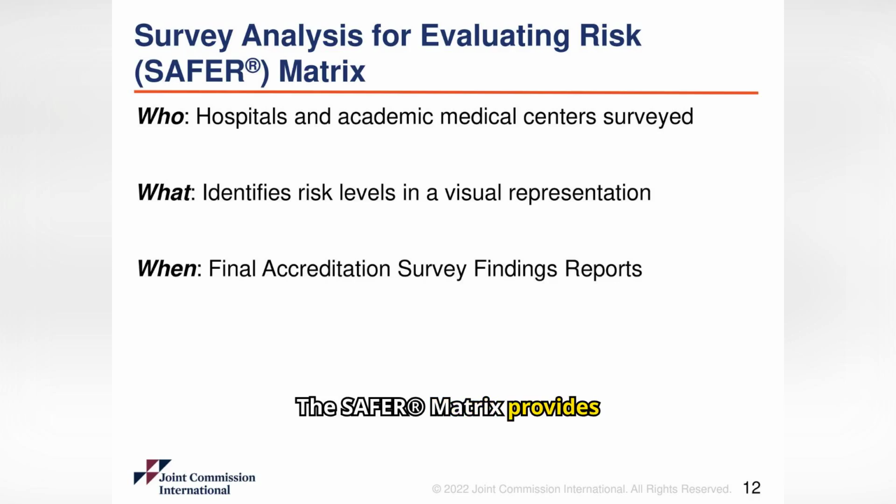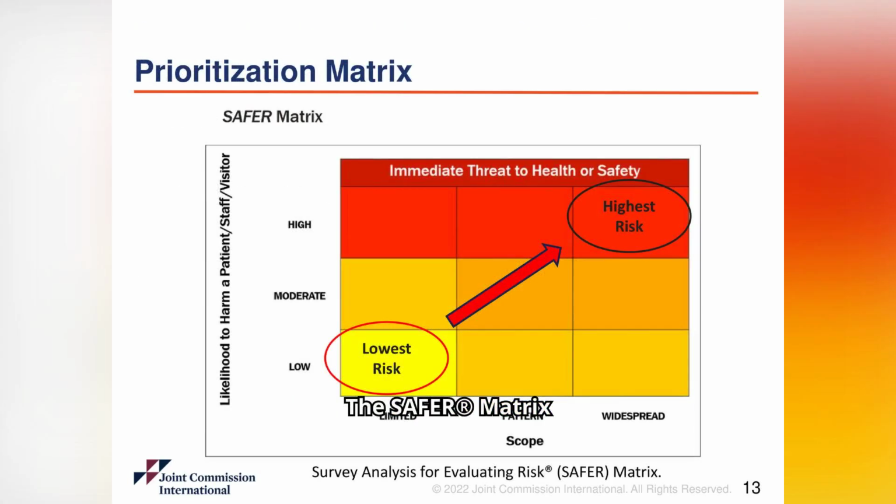The SAFER matrix provides hospitals with a visual representation of risk levels, assisting in prioritizing areas for improvement based on accreditation survey findings. The SAFER matrix categorizes risks from highest to lowest, guiding organizations in prioritizing improvement initiatives that enhance patient safety and care quality.